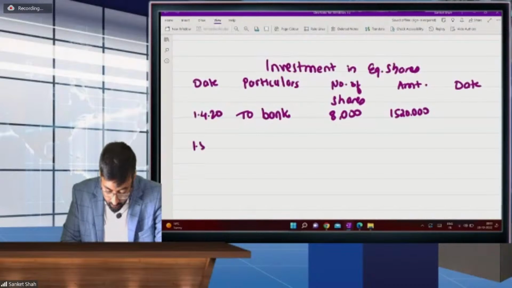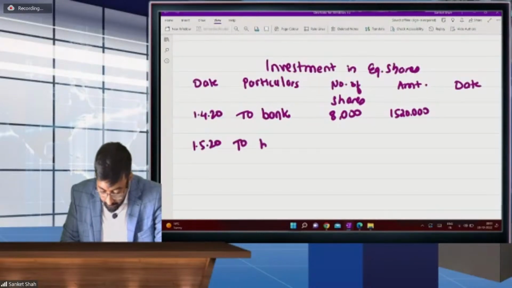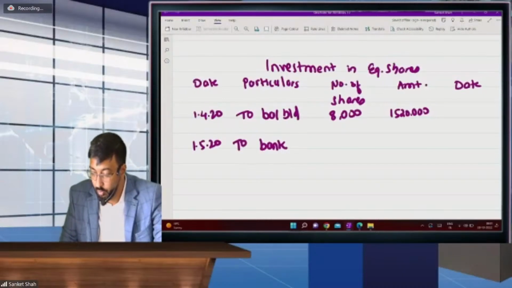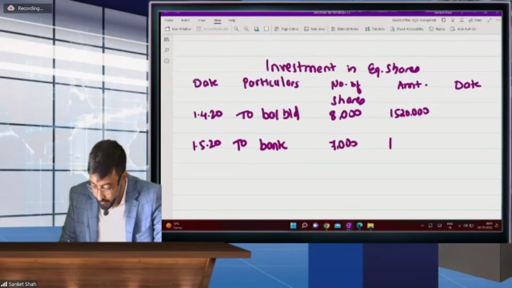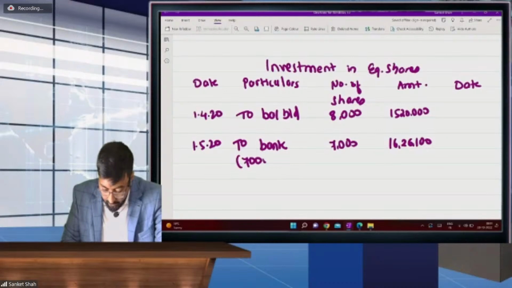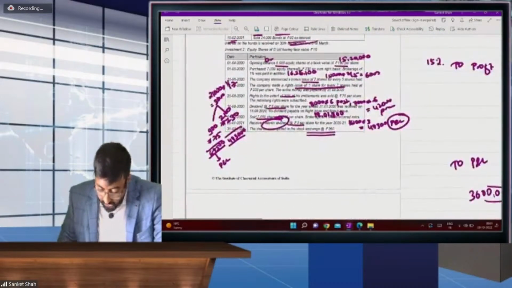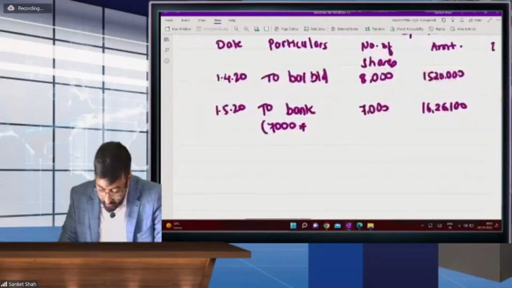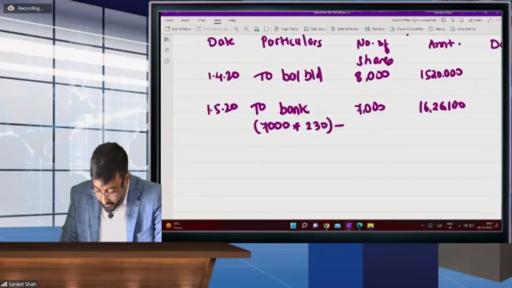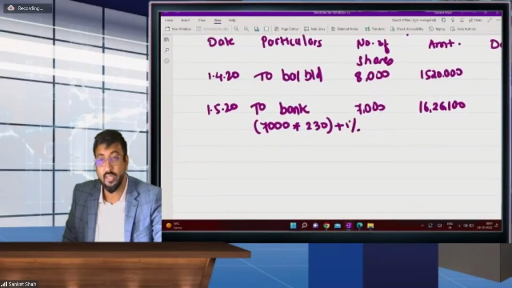Next date. 1st May. Sorry, this is balance brought down. To bank, 7,000, 16,26,100. 7,000 into, you can show calculation, 230 plus 1%. Brokerage has to be added. 16,26,100.